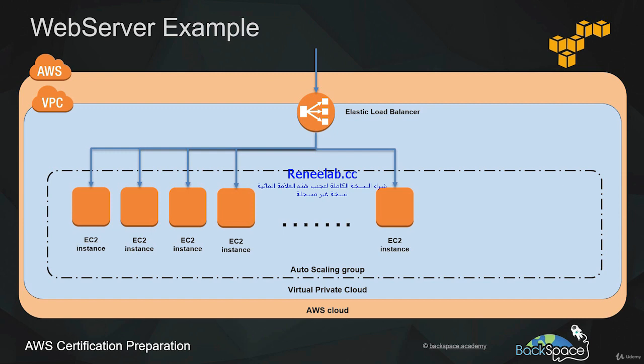It can launch EC2 instances automatically when the demand on those instances increases, and it can terminate EC2 instances automatically when the demand on those instances goes down. It can also perform health checks on those instances, and if one of those instances becomes unhealthy for whatever reason, it can replace that instance with a healthy instance, and it will do that automatically without you having to do anything at all.